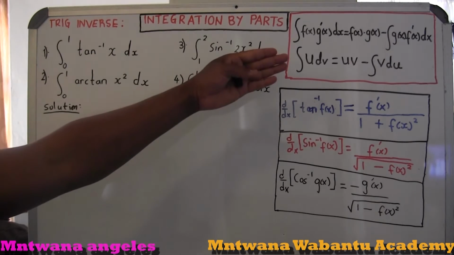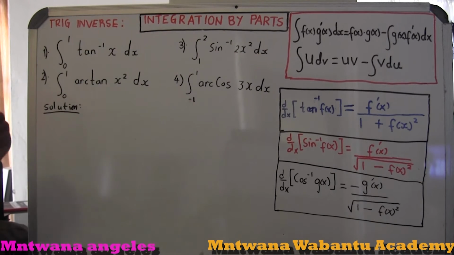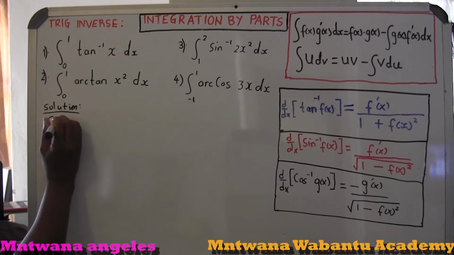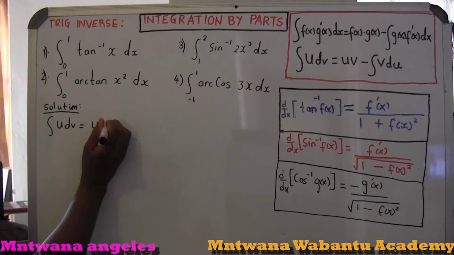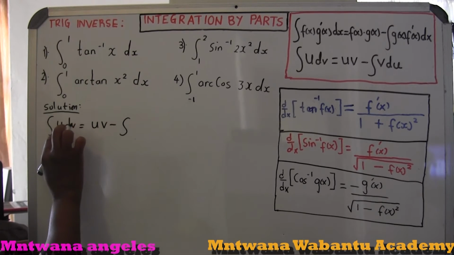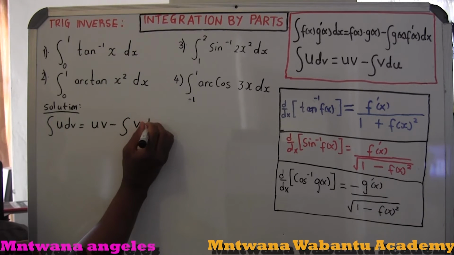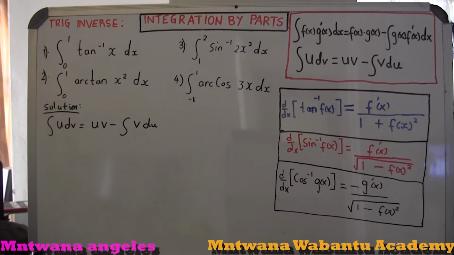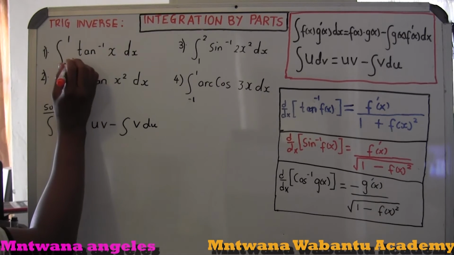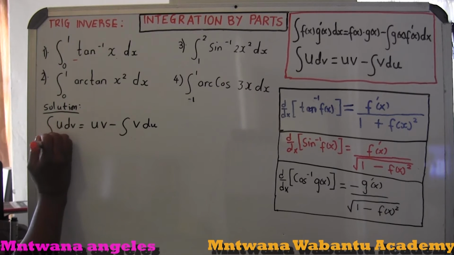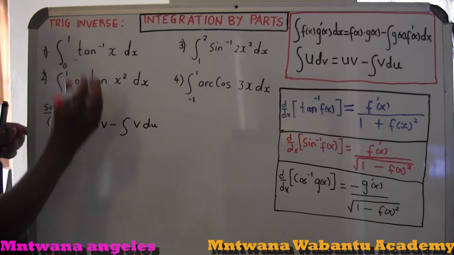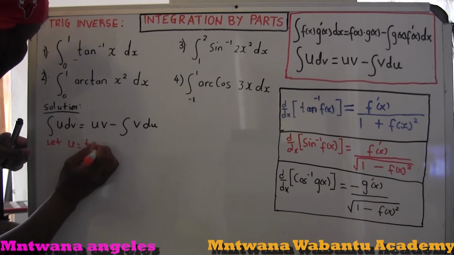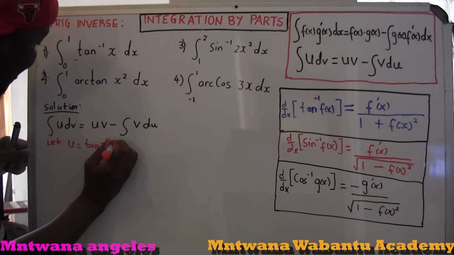You can use either the first one or the second, the same thing. Okay, let me use the second one. For example, the integral of u dv, formula: uv minus the integral, now you switch, this is u dv, now you say v du. So if it's trigonometric by parts, let u equal to this term. So let u equal tan inverse of x for this case.